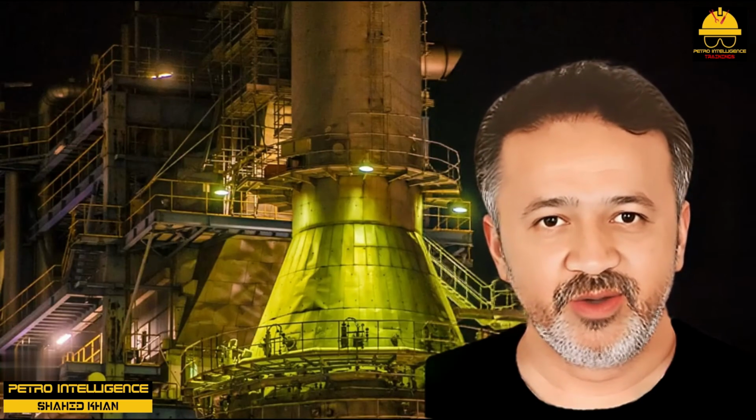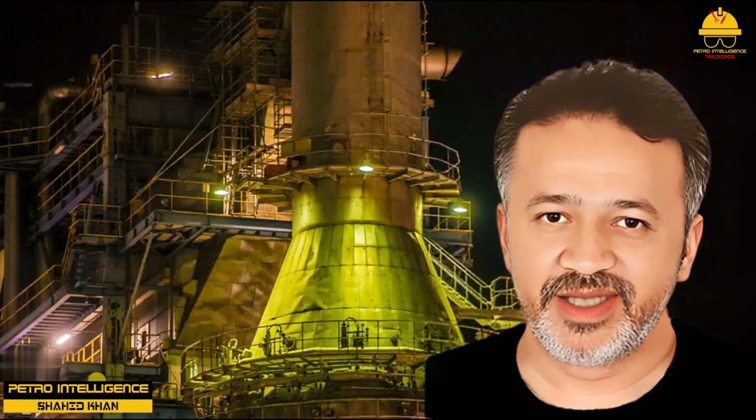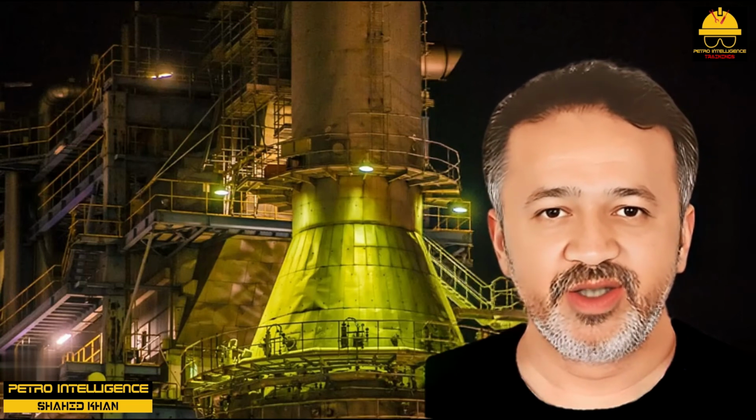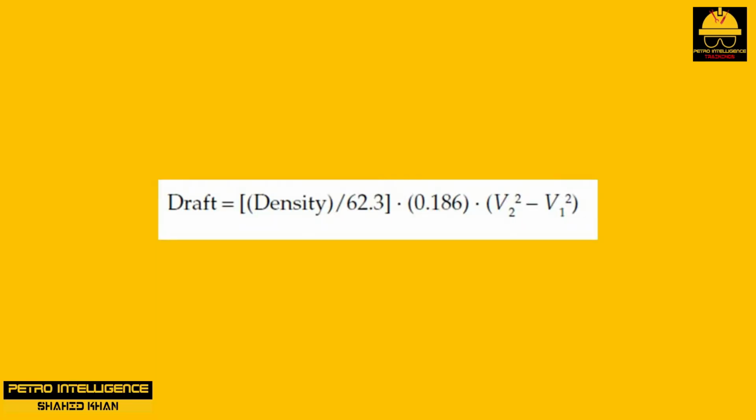Neglecting frictional losses, the draft induced by increasing velocity due to the reduction in chimney cross-sectional area is as discussed in the video on draw-off nozzle hydraulics, in the section on nozzle exit loss calculation. Draft equals density divided by 62.3, times 0.186, times V2 squared minus V1 squared, where density equals density of the flue gas in pounds per cubic feet. 62.3 equals the density of water, pounds per cubic feet. 0.186 equals the conversion factor used to convert kinetic energy into potential energy.